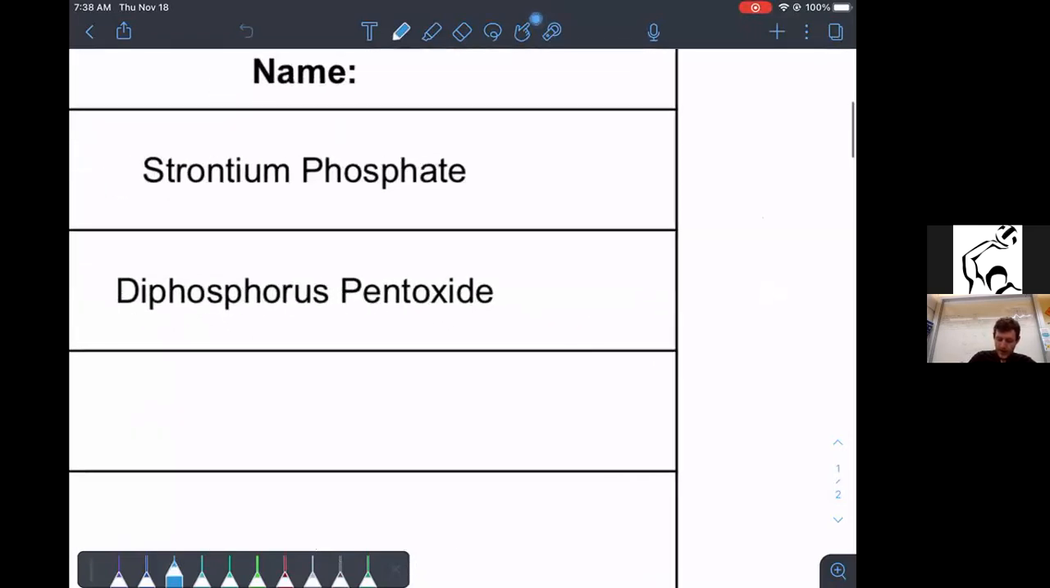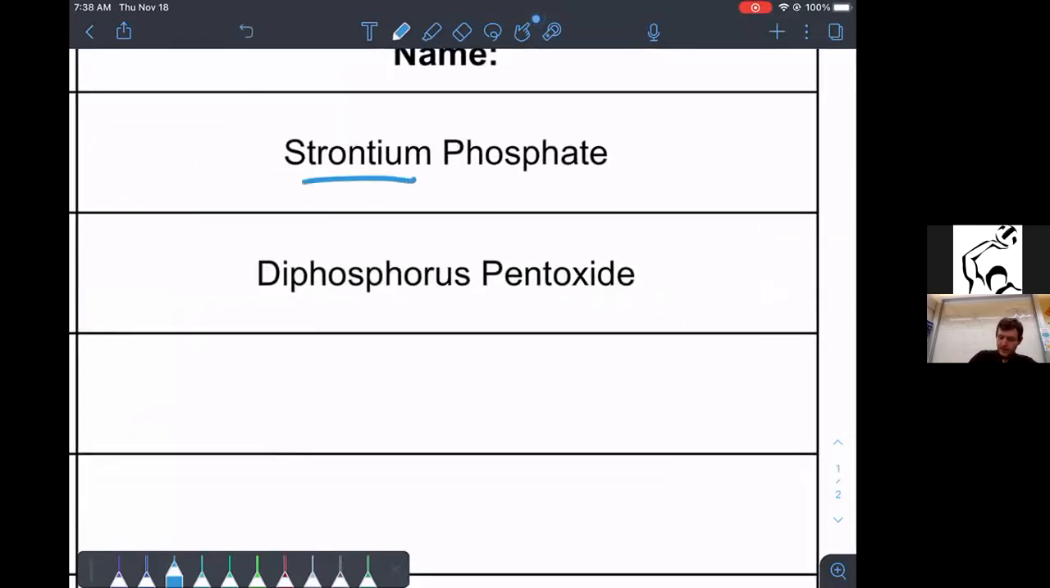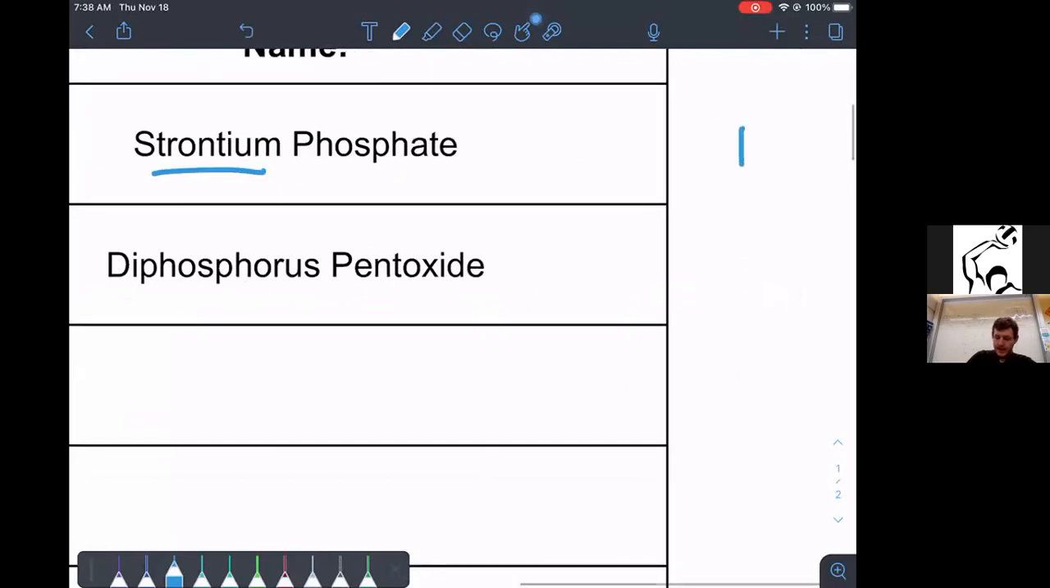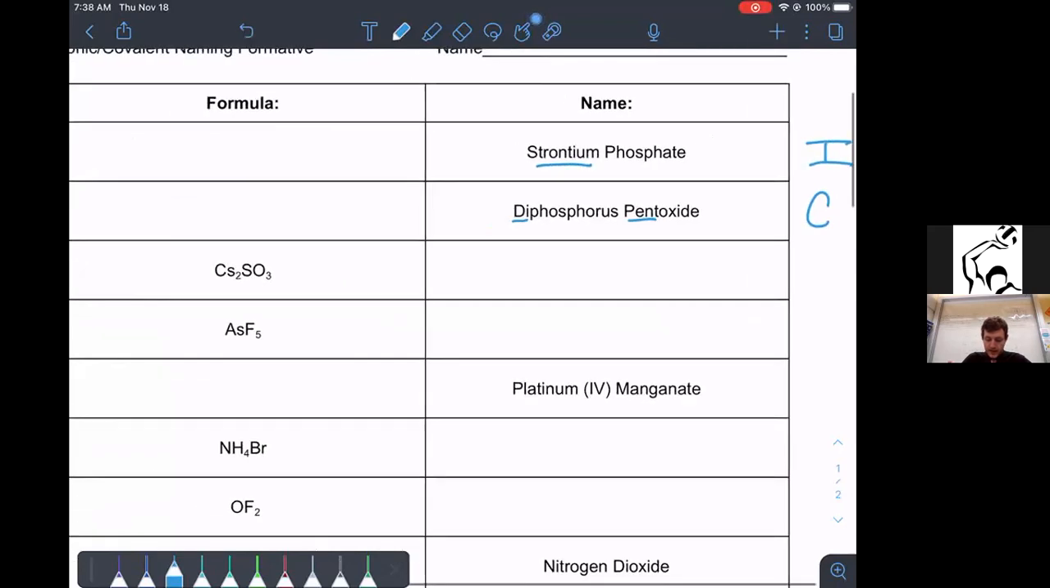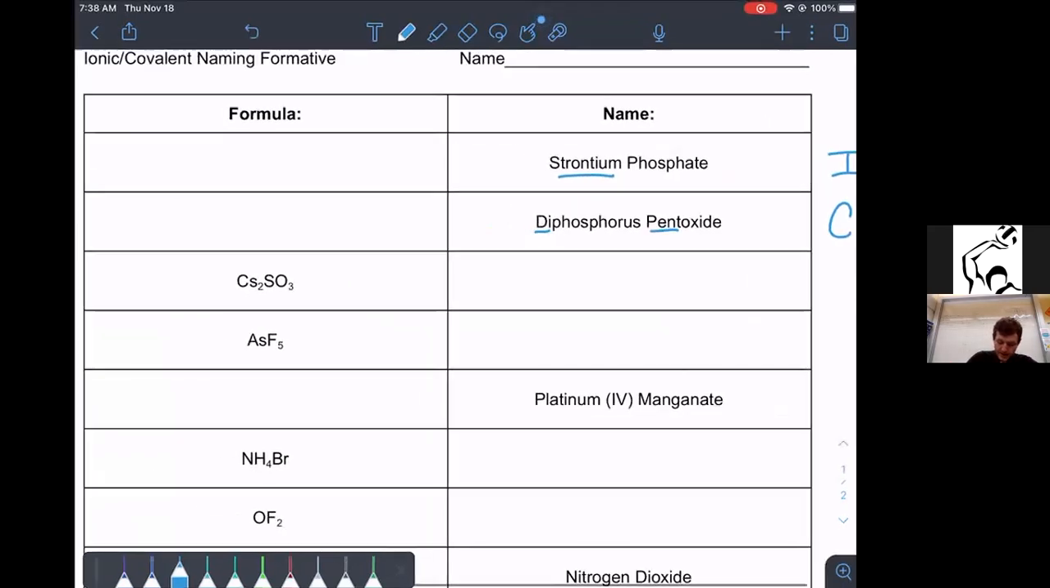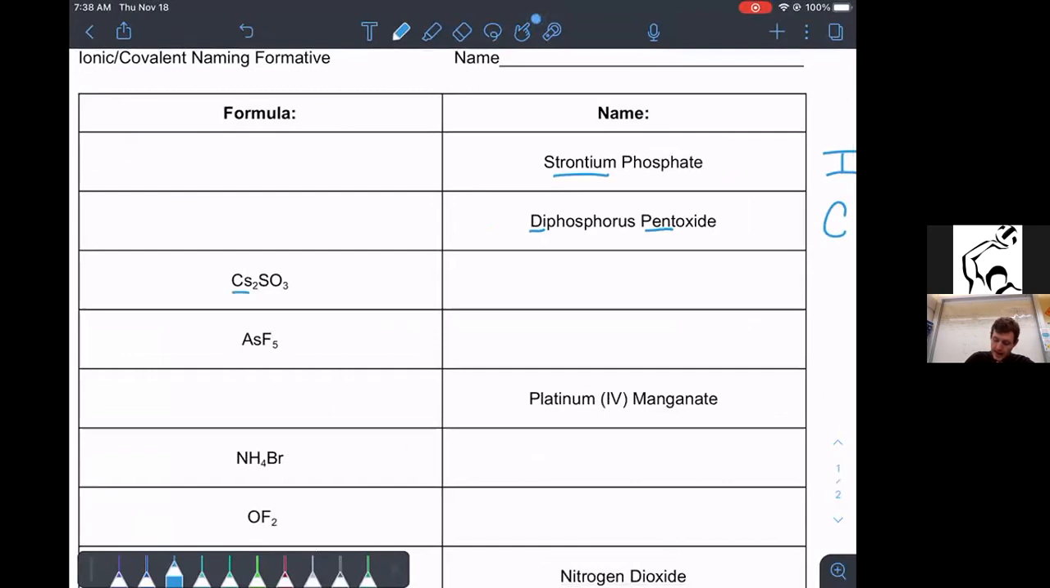So if we look at this one, we have strontium, which means this is going to be an ionic compound because it's a metal, strontium. The second one has prefixes in the name, which automatically tells us it's going to be covalent. Otherwise, we can tell that phosphorus and oxygen are both nonmetals, which is also telling us covalent. The third one has cesium, which means it's again ionic because it is a metal.